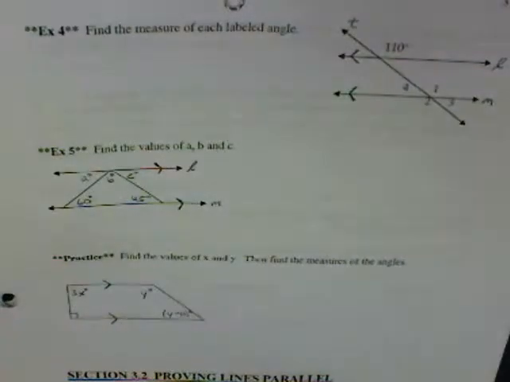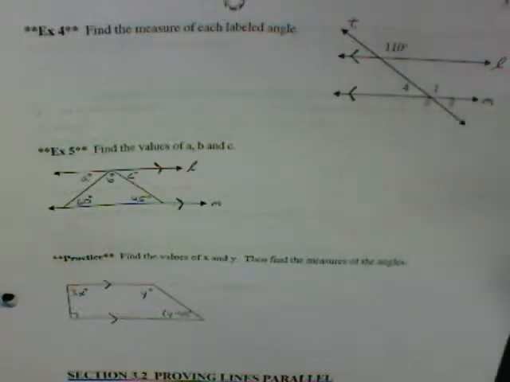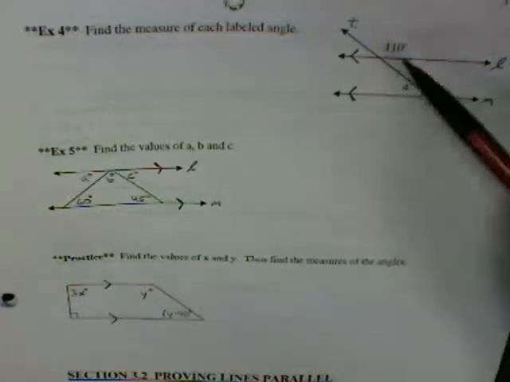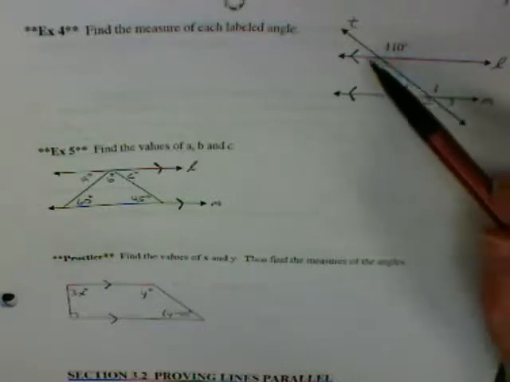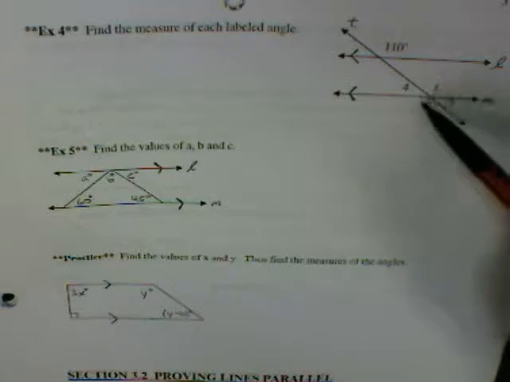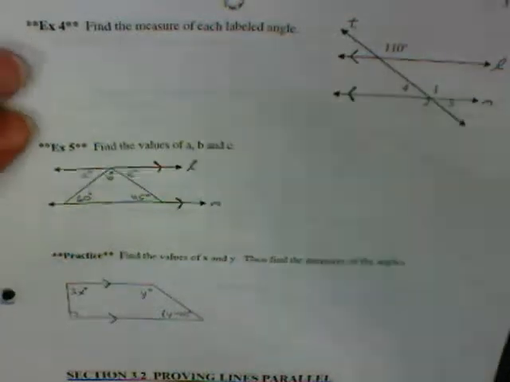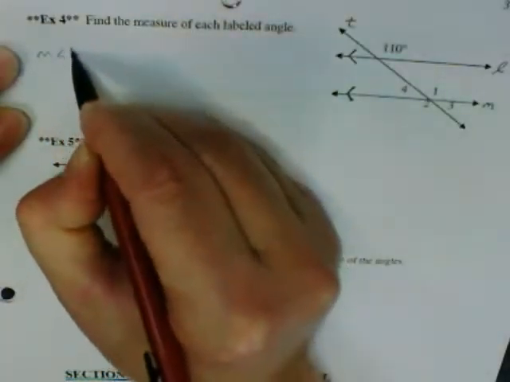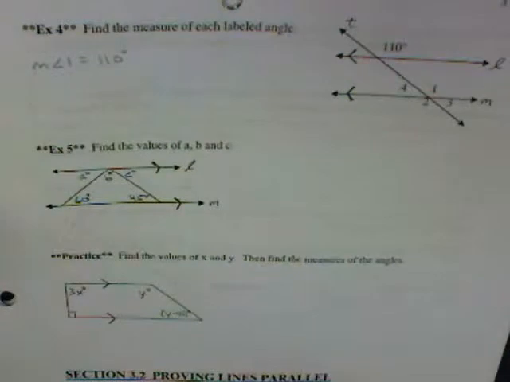It wants us to figure out the measure of each labeled angle. So you have lines L and M, and they're parallel because we have our arrows there. They tell us that that angle right there is 110, and they want to know how big are 1, 2, 3, and 4. So we start off by saying, 110 is a corresponding angle with angle 1, because the 110 degree angle here is in the upper right, and so is angle 1. It's in the upper right of that cluster as well. So they are corresponding angles, and they have to be equal. So the measure of angle 1 has to be 110 because of corresponding angles.